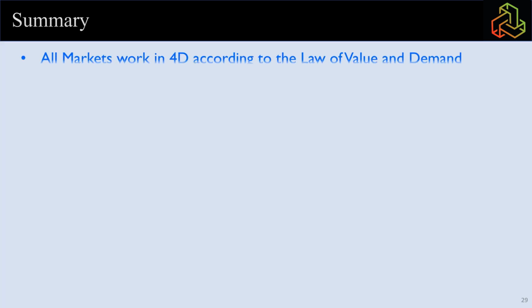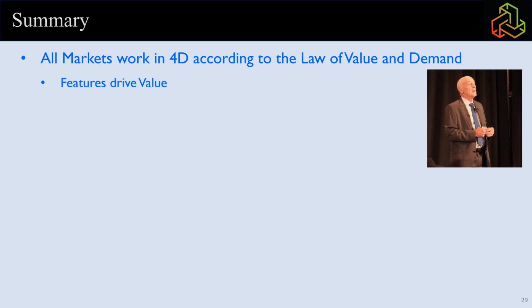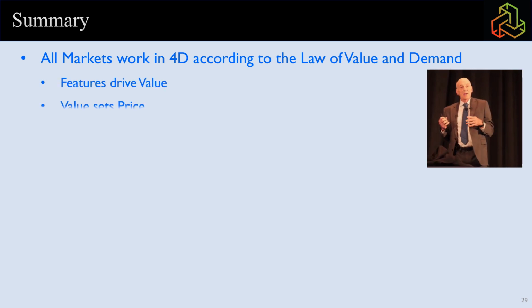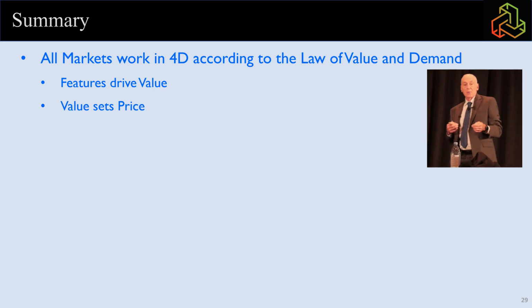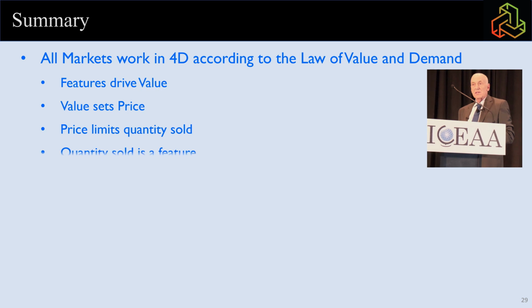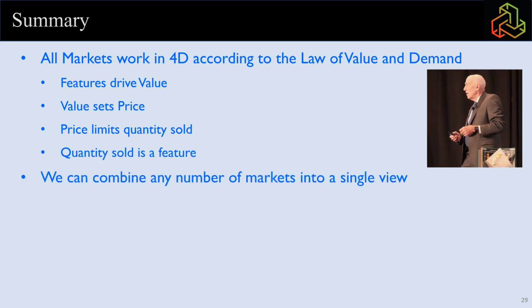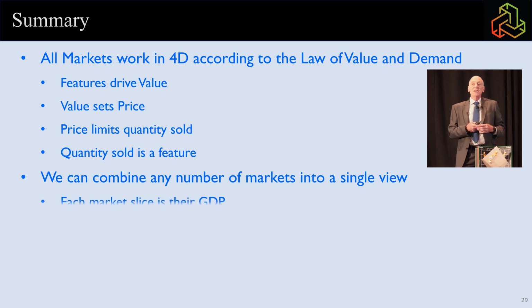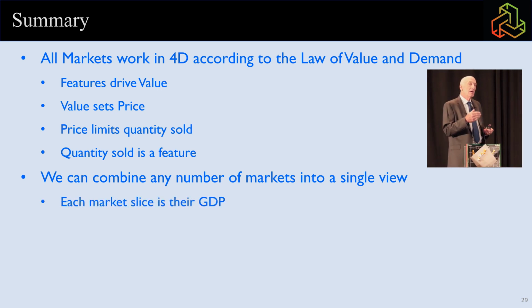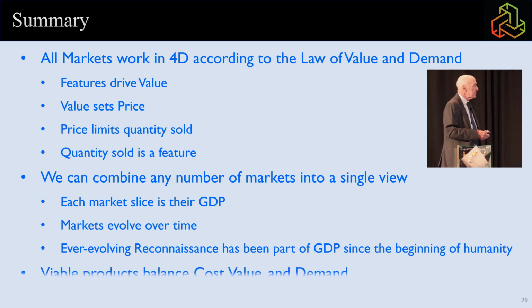So, what have we learned today? Well, all markets work according to the law of value and demand. Basically, the features of the products determine the value. Value will set the price or drive it. Price limits quantity sold. Quantity sold is a feature. We can combine any number of markets into a single view. Each slice is their hunk of GDP. It's just like a slice in a piece of pie.